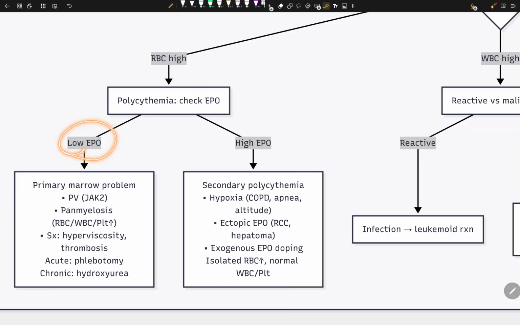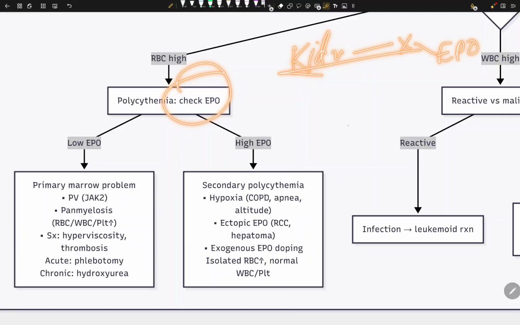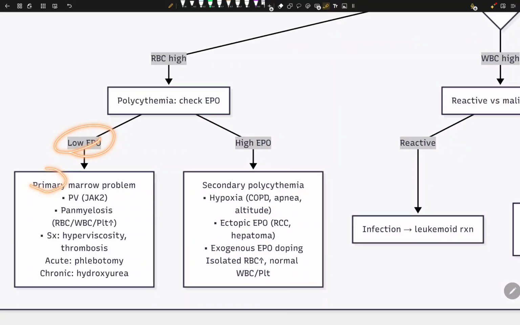If the EPO is low, what does it mean to you? EPO comes from the kidney. So if EPO is low, it means the kidney is not sending EPO. If the kidney is not sending EPO, then who is sending EPO? Maybe someone in sports is sending EPO to the body. Low EPO. Primary marrow problem.